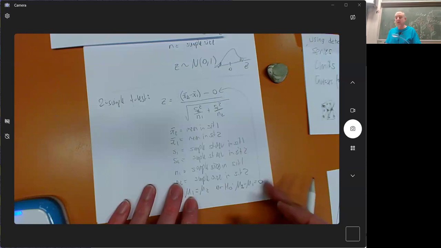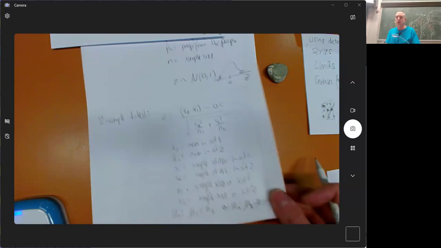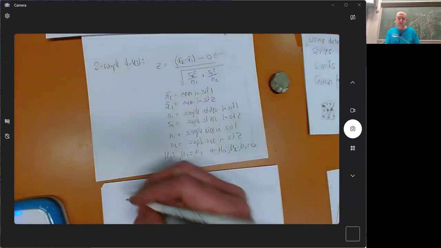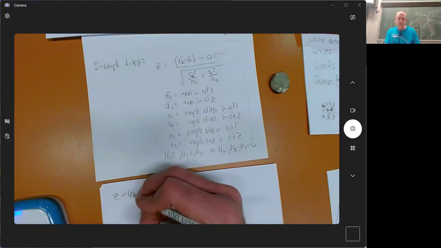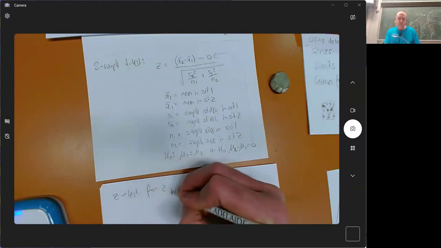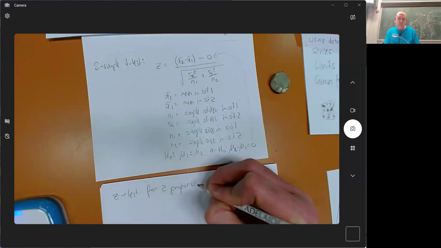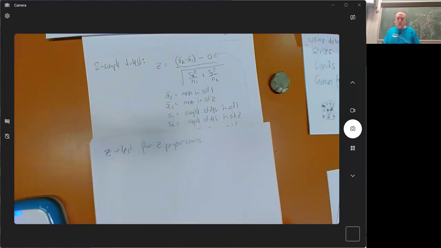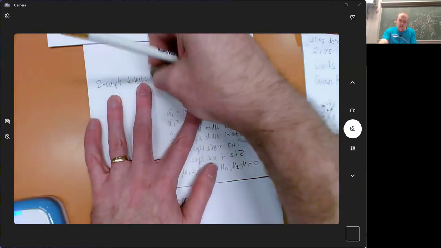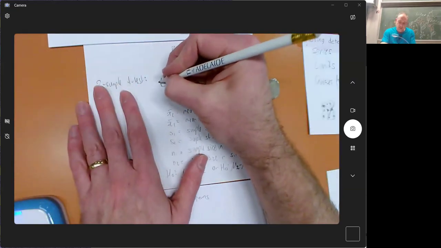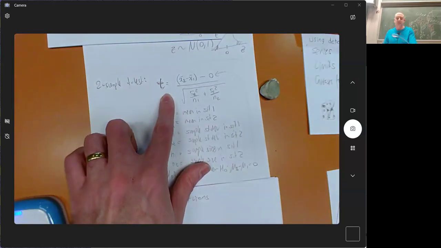Rightio. And the two-sample proportion test, here we go. Oh, sorry, that's not a Z, that's a T. What am I doing? That's a t, because it's a t-test.